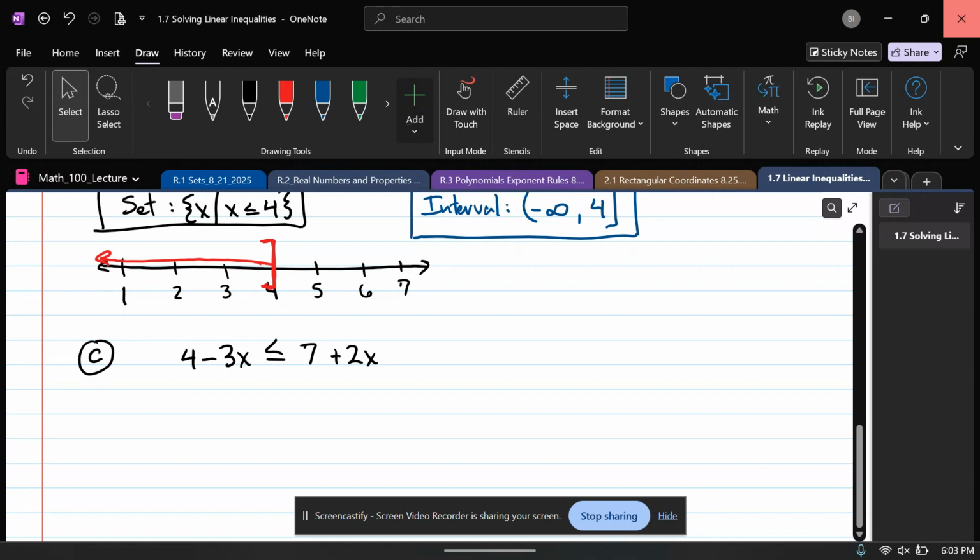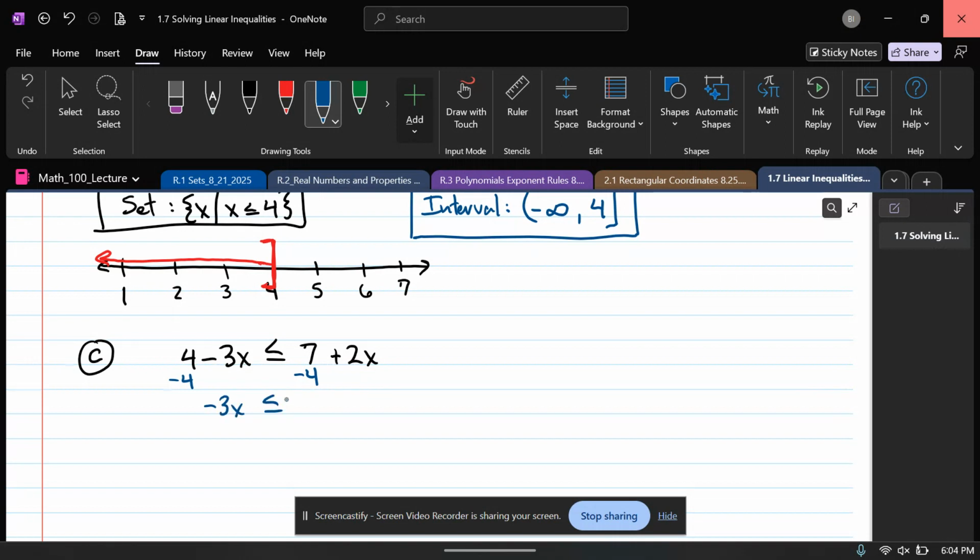Now, you can choose which direction you want to go to put your x's. I prefer to have the x's on the left. That just makes my inequalities easier, my set notation easier, my graphs easier. Just makes it easier to read. But you could move the x's to the right if you wanted to. But at the end of the thing, we're going to have to flip them back around anyway. So if I'm going to move my x's to the left, that means I'm going to move the stuff that ain't got an x to the right. So I'm going to move this 4 by subtraction. That's going to give me negative 3x less than or equal to 3 plus 2x.